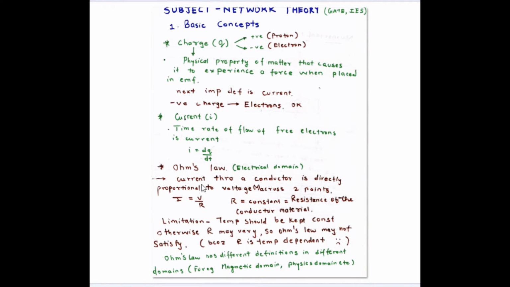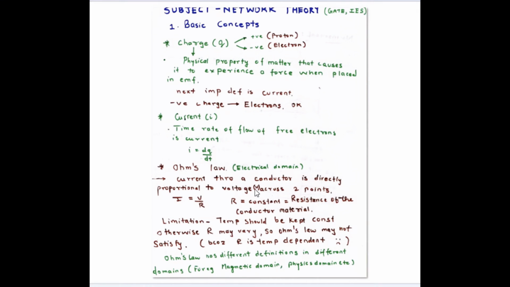Just make sure that when you are speaking about current, you have to use the word through. You cannot use the term current across, because current across is not a valid term. The valid term is voltage across. Current through, voltage across.